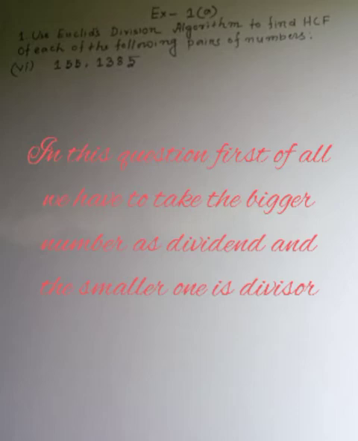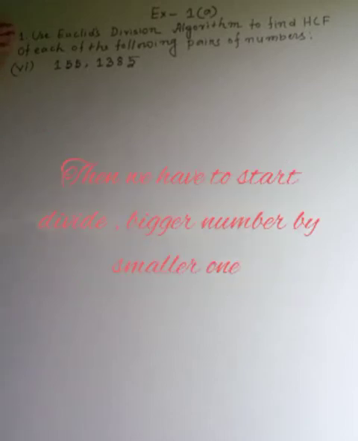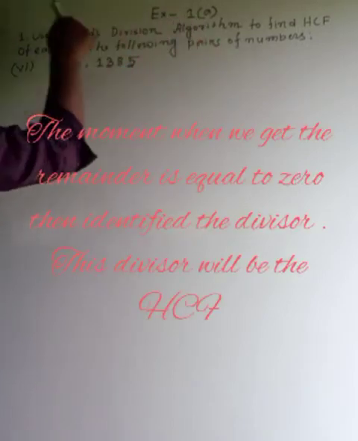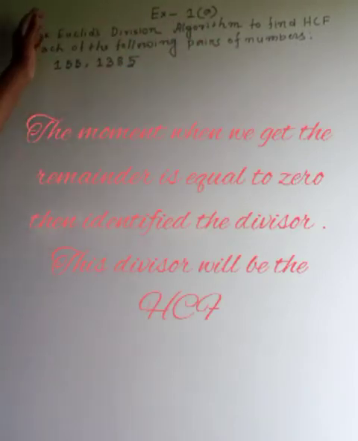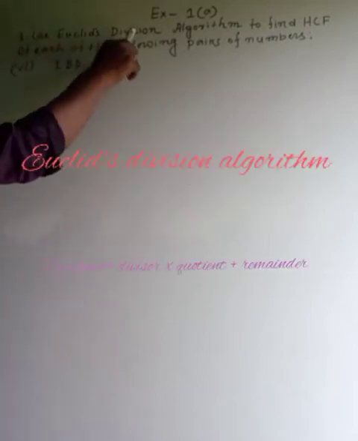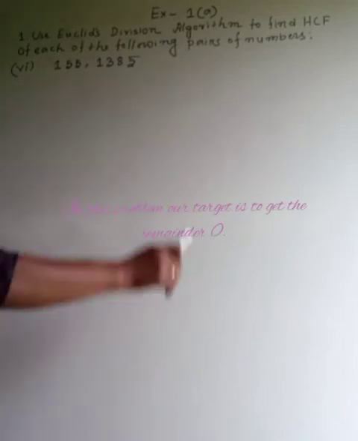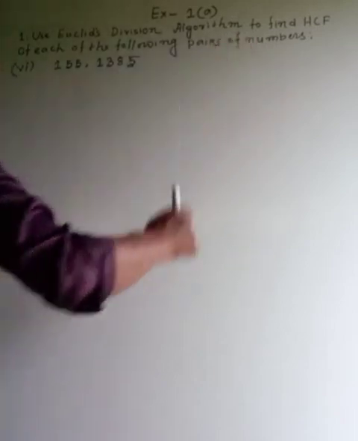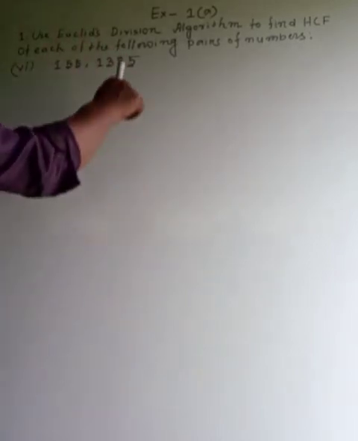Dear students, today we are going to start the very first chapter of class 10, which is real numbers. From this chapter, we have taken one question. For my school students, you can see exercise 1A, question number 1. What is the question? Use Euclid's division algorithm to find the HCF of each of the following pairs of numbers: 155 and 1385.